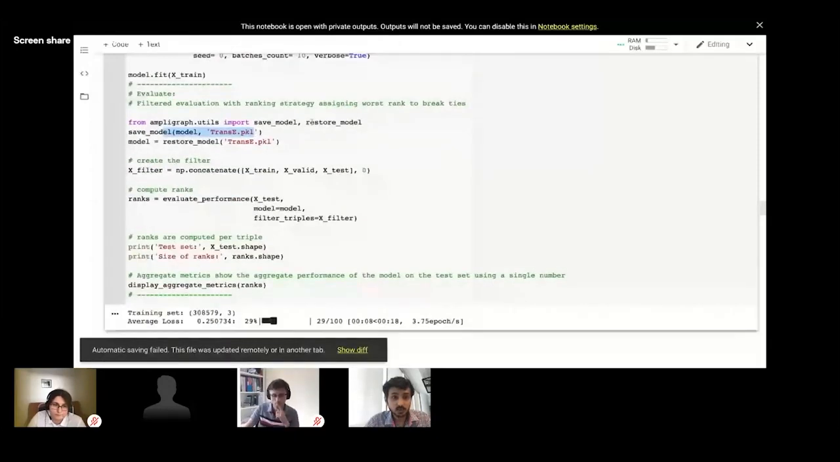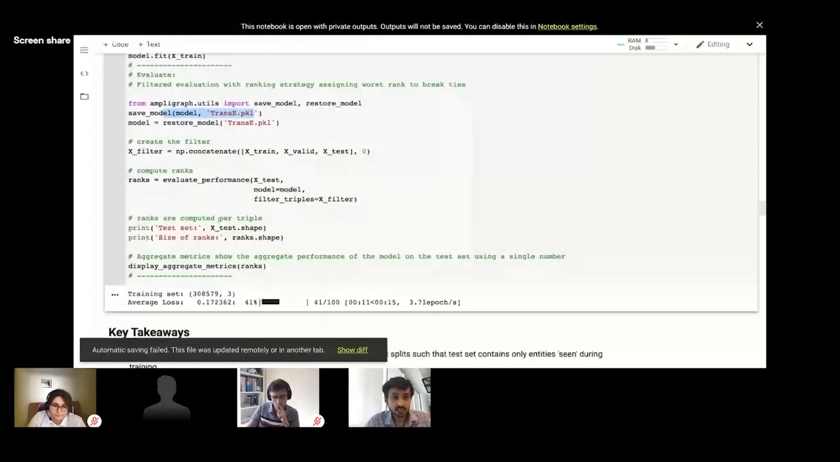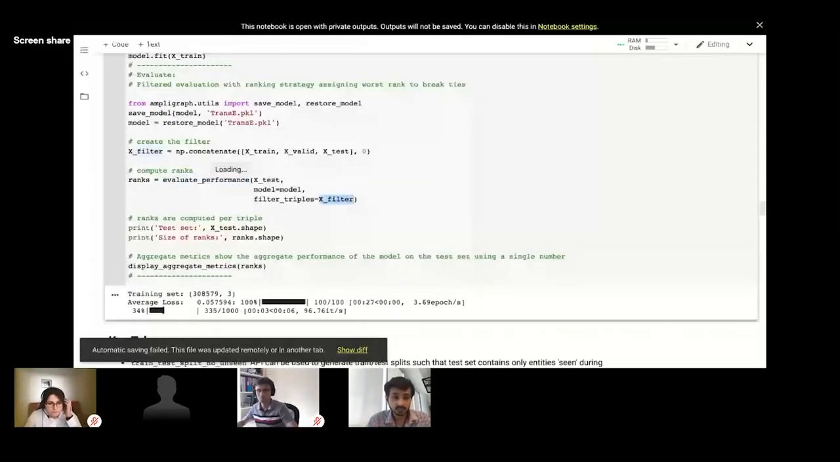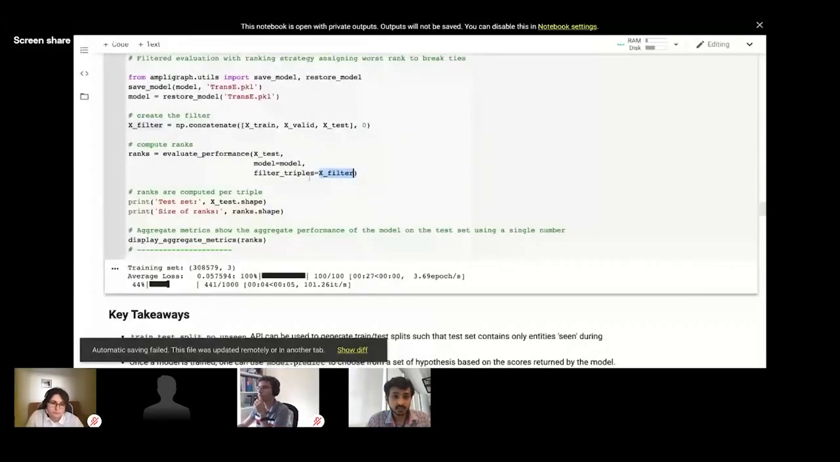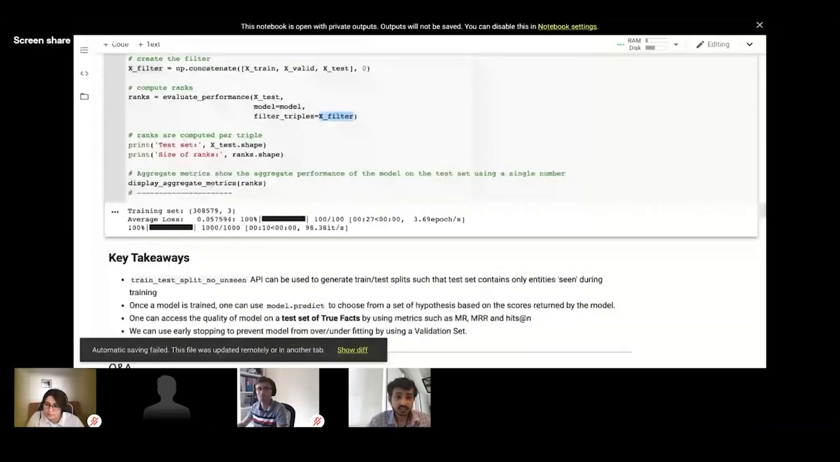And once we have the model trained, so it's running now, we can perform evaluation on the test set, using the ranking protocol that was mentioned earlier. So the evaluate performance API helps you to do this. You pass the test set, you pass the model along with the true positives that are there in your knowledge graph, and you get a filtered rank. So that's like you generate corruptions per triple, you filter out the true positives and so on. And then you get the ranks. And then you can compute the aggregate metrics on that, right?